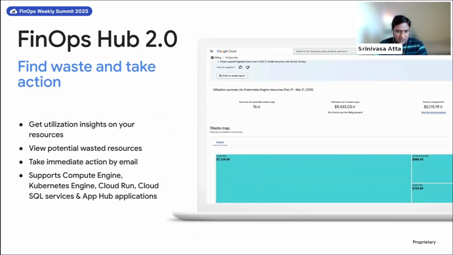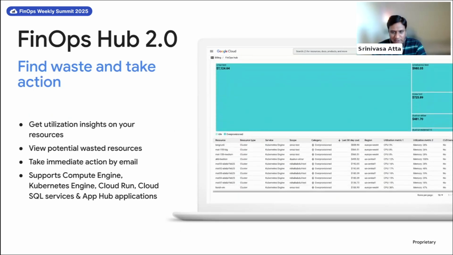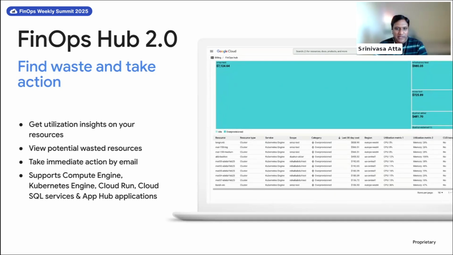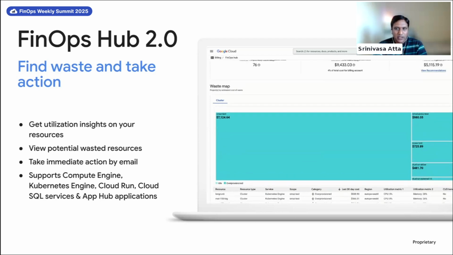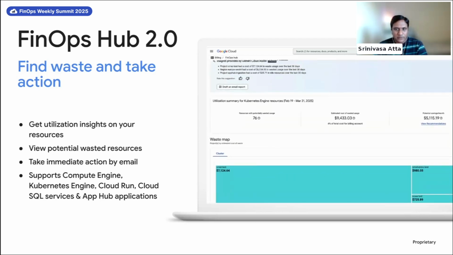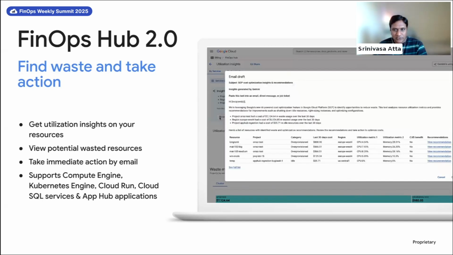And the other most important part, which is finding the waste and taking action, that's what most of us would like to do to actually show the impact. In FinOps Hub 2.0, we correlate granular resource level cost data with utilization metrics to find waste and tell you exactly how to optimize. This started with 4 services initially: Google Compute Engine, Kubernetes Engine, Cloud SQL, and Cloud Run, with more services to come.